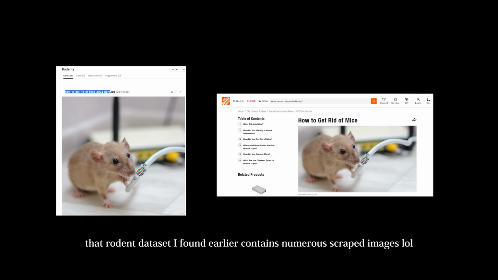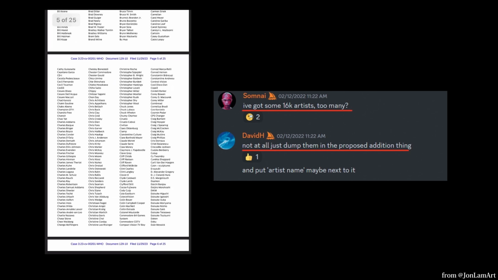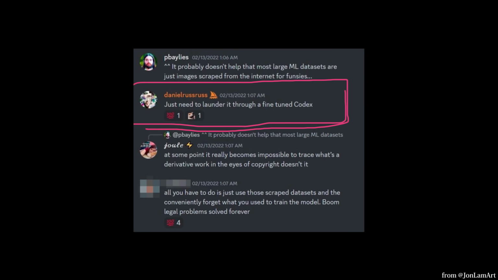This is not conjecture. Developers of Midjourney themselves have openly discussed their theft, sharing a list of artist styles they wish to steal from and emulate, allowing anyone to contribute to the list, with one developer saying he has 16,000 artist names to add. Another developer jokes about how all they need to do is launder the art. They did not pay for permission to use these works.